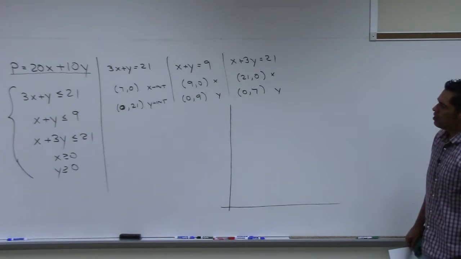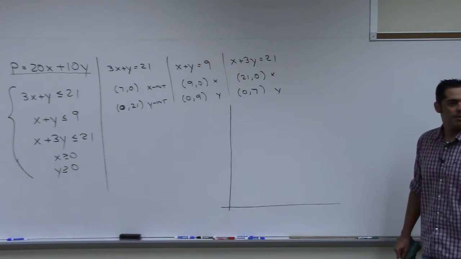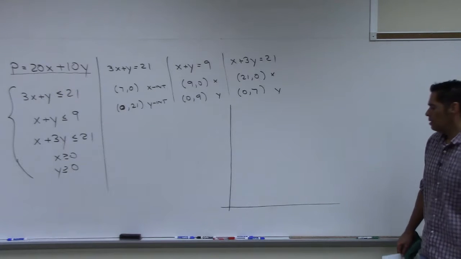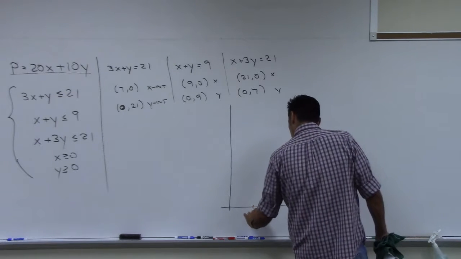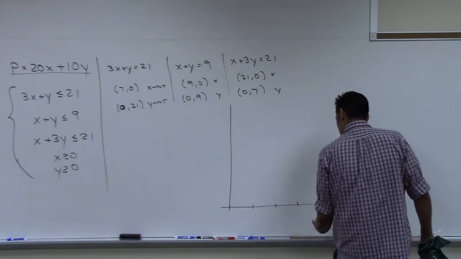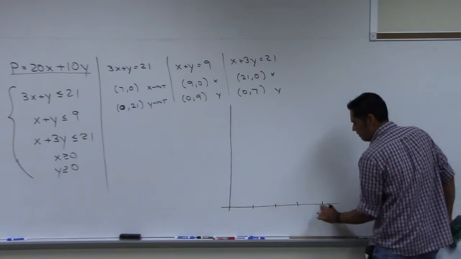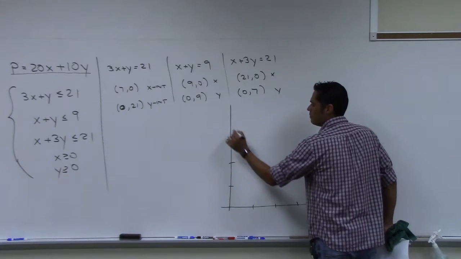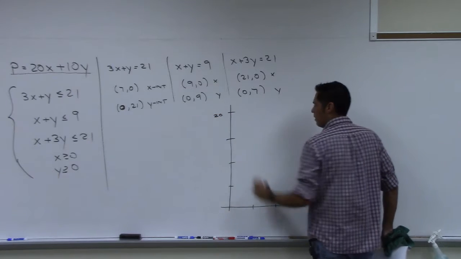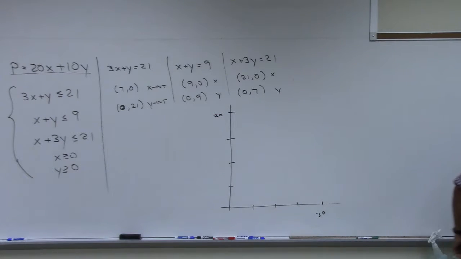I'm going to need to go at least 21, right? Both in the x and y direction. So let me count by fives. 5, 10, 15, 20. So that's 20. 5, 10, 15, 20. That's 20. All right, now some colors.